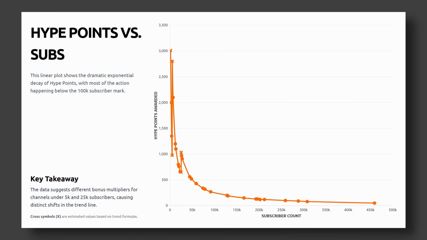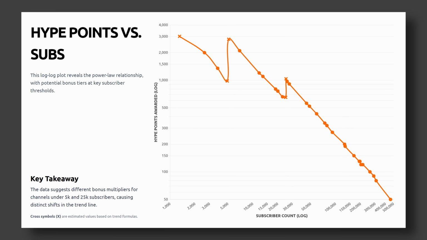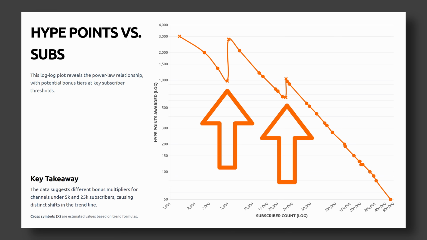For example, a channel with 27,500 subs gets more points than a channel with 20,000 subs. Another one with around 6,000 subs gets a massive 2,100 points, way more than the other with a little less subscribers. So what's going on? After digging a bit deeper, we believe this isn't random, but points to a massive factor at play here: bonus tiers. Looking at the data, it seems there are hard thresholds where the bonus changes significantly. We believe these to be around 5,000 and 25,000 subscribers.